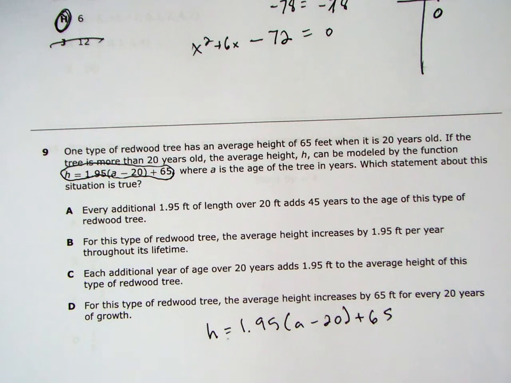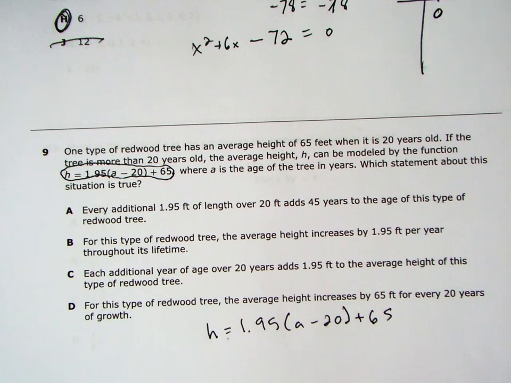One type of redwood tree has an average height of 65 feet when it is 20 years old. So up to 20 is 65 feet. If the tree is more than 20, the average height can be modeled by the function. Right? So 65, if it's more than 20, then for every year more than 20, we get 1.95. Where A is the age of the tree in years. Which statement about this situation is true?